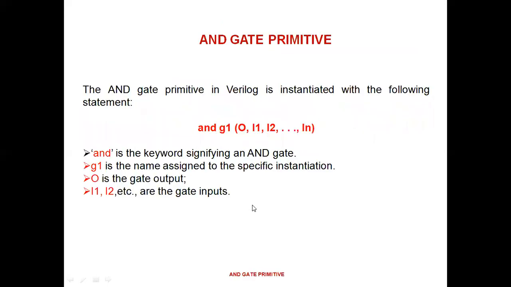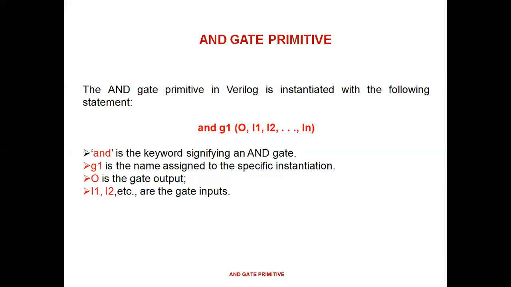So what is this AND gate primitive? One thing we have discussed in the last class is that in Verilog all the basic gates are available as ready modules. Those are called gate primitives. That means all the basic gates are available as ready modules in Verilog. Wherever a particular gate is necessary, we just instantiate that gate in our program.